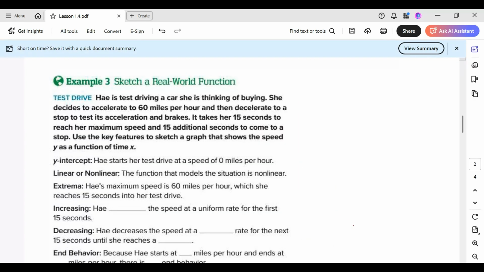Okay, the first thing we notice is that she accelerates to 60 miles per hour. Step 2 is that she then decelerates to a stop. Then she takes 15 seconds to reach her maximum speed, followed by 15 additional seconds to come to a stop. It says use the key features. We want to sketch a graph that shows the speed y as a function of x.